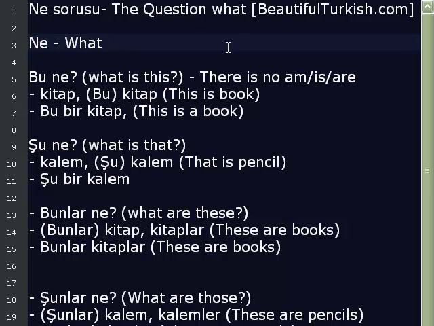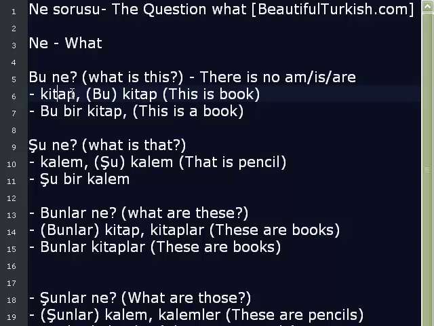Ne. Bu ne? Which means what is this? Here, by the way, there is no word like "is" in Turkish. For example, here bu means this and ne means what, and as you see there is no word here like "is". Bu ne? What is this?